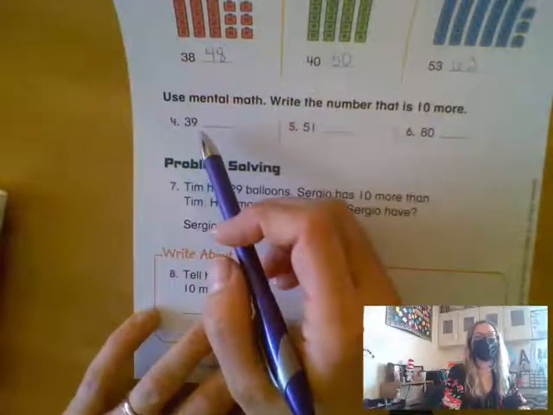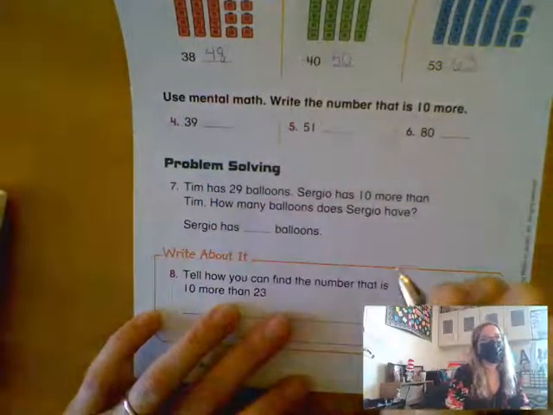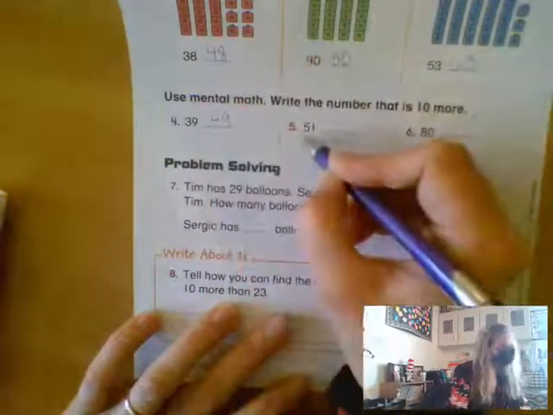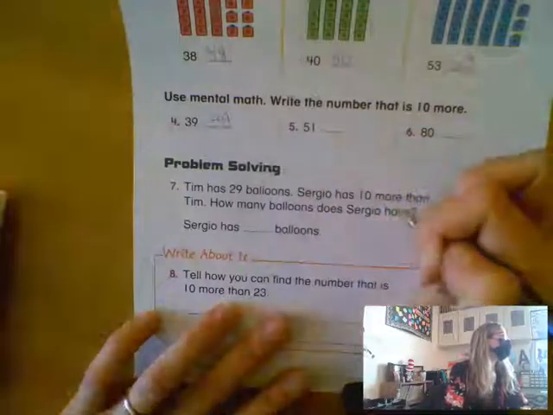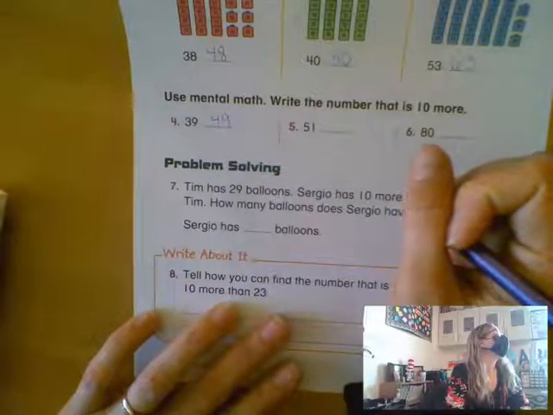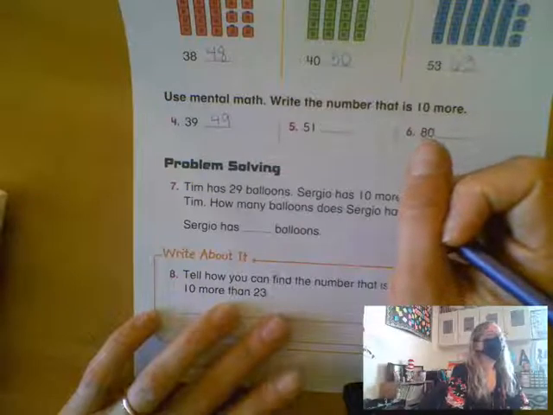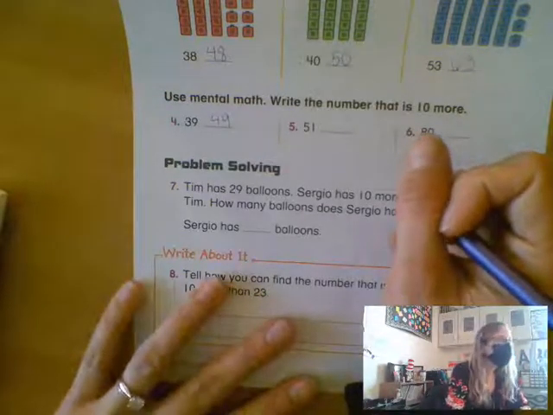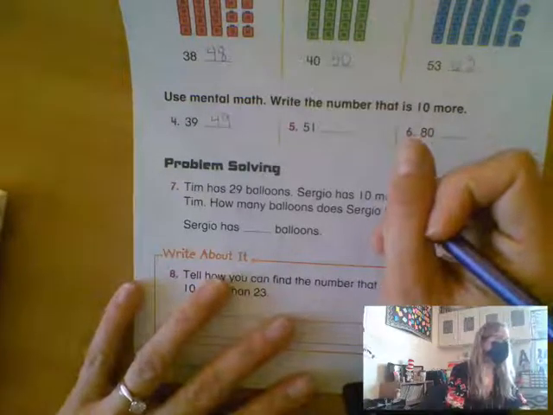Isaac, use your mental math. 39. What's 10 more? 49. You're getting it. Emma, 51. What's 10 more? Guys, don't whisper the answers to her. That's not going to help her learn. That's going to teach her to depend on everybody else to help her. She's so smart. She can figure it out.